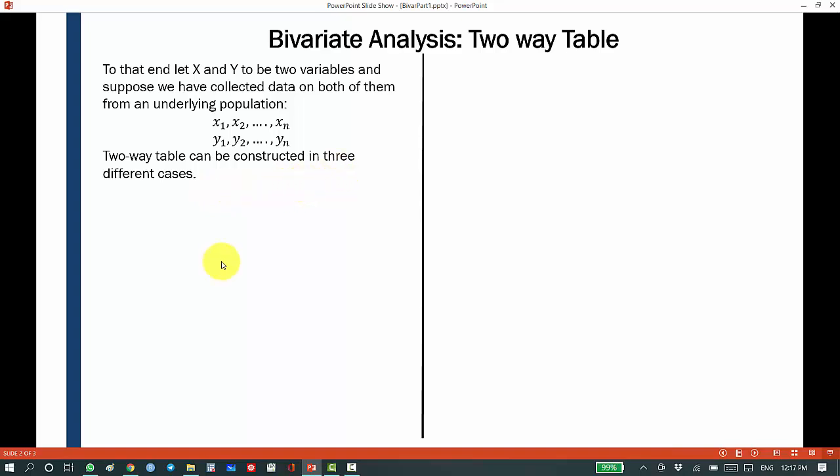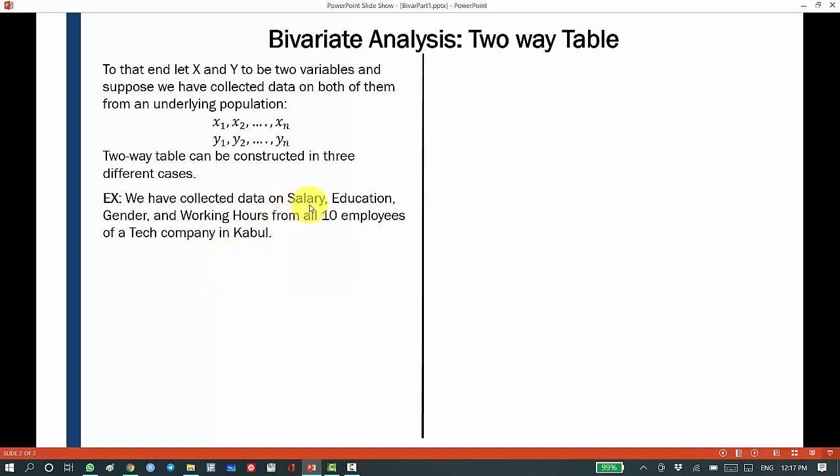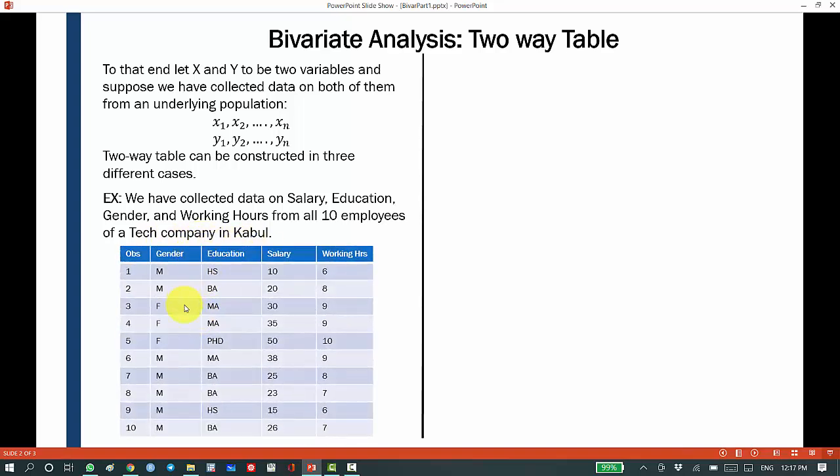To study all three cases, consider the case where we have collected data on salary, education, gender, and working hours from all 10 employees of a technology company in Kabul, and we have recorded data in this table: gender, education, salary, and working hours. The first type of two-way table can be constructed for two qualitative variables such as gender and education. We know gender and education have a limited number of values, namely gender has two values, male and female. Education in this case has four different values: high school, bachelor, master's, and PhD.